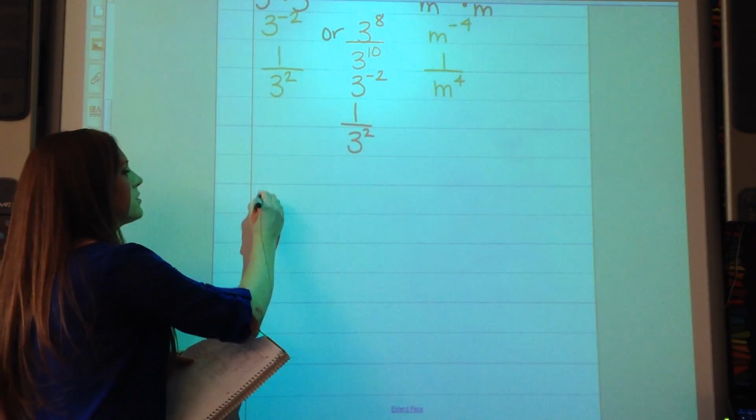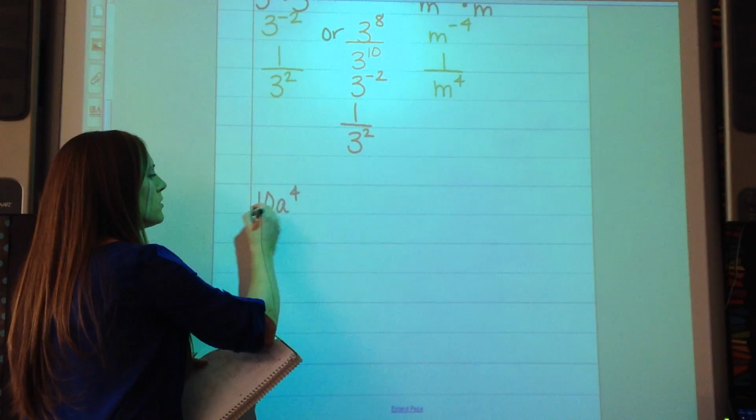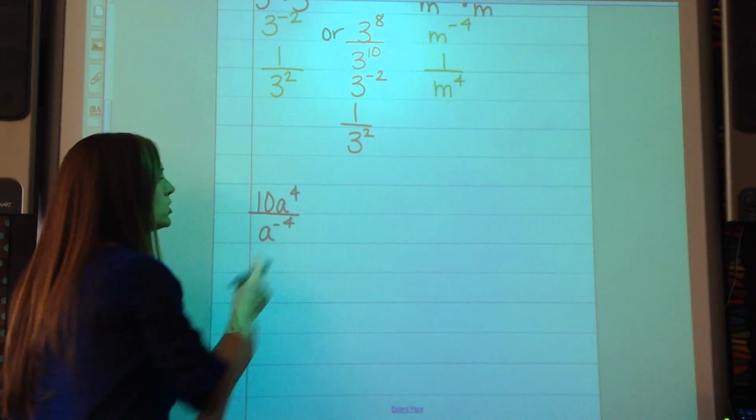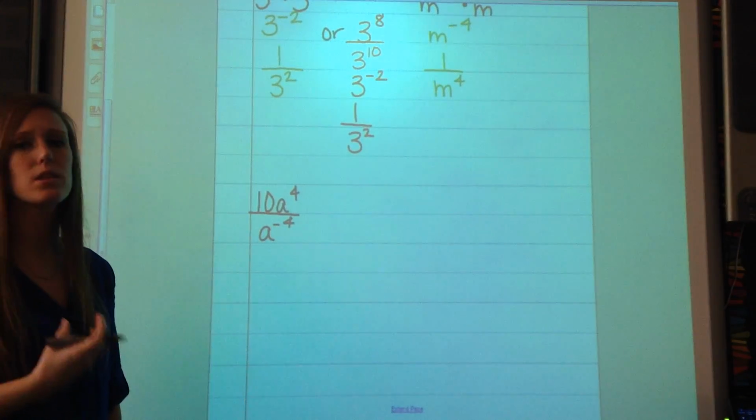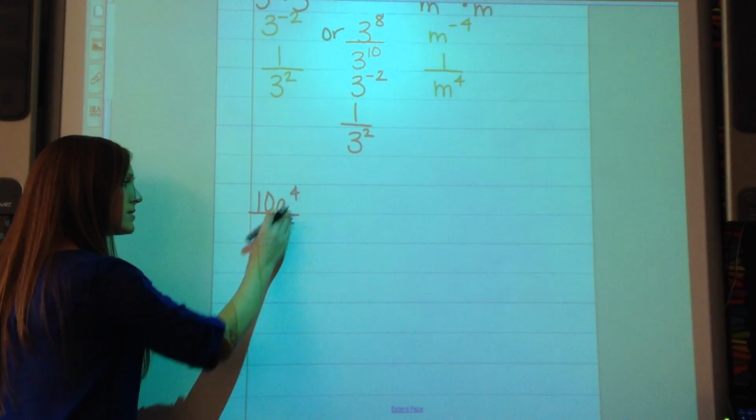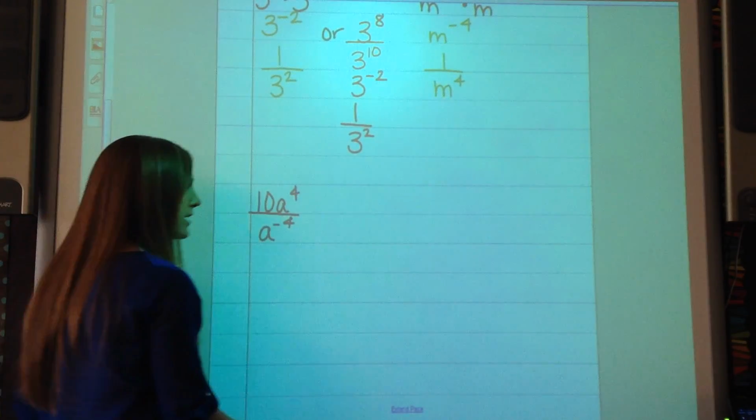Try 10a to the 4th over a to the negative 4th. You have to be very careful with the exponents. So here I see that these a's have the same base. I'm going to subtract their exponent.